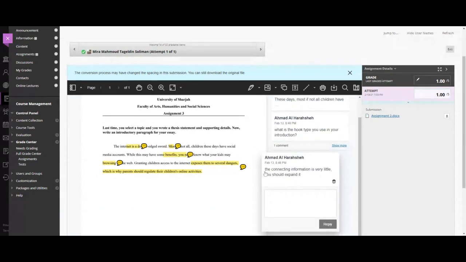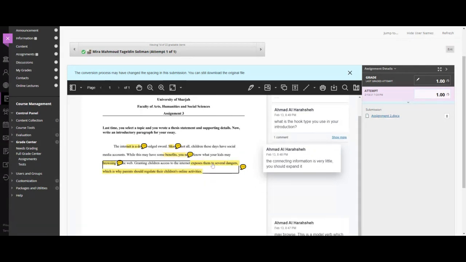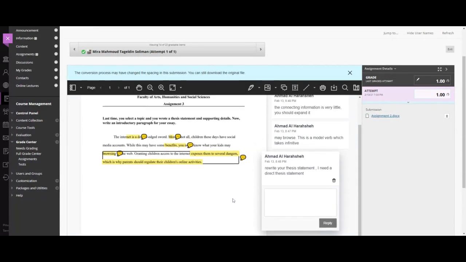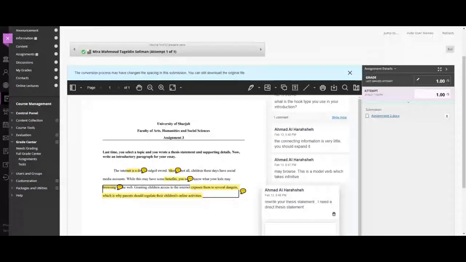Again here, the connecting information is very little. You should expand it. Yani you should write at least 2-3 sentences in order to explain the topic for us, to give us a hint on what you are going to talk about. Rewrite your thesis statement. I need a direct thesis statement here. You wrote, granting children access to the internet exposes them to several dangers, which is why parents should regulate their children's online activities. Yani here, several dangers such as child abuse, for example, one of them, 2, 3, etc. All right? I need a direct thesis statement.